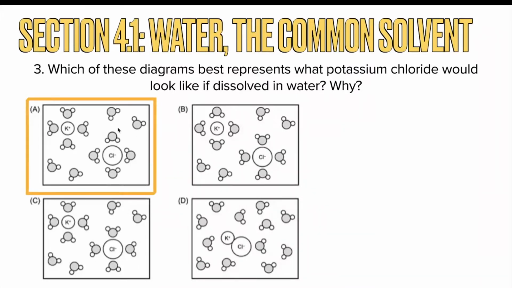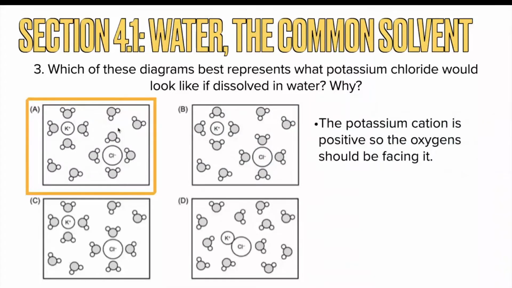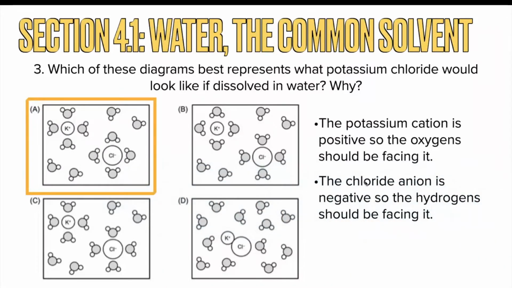And so hopefully you chose or selected A. Notice that the potassium cation, since it's positive, should have oxygens surrounding it, whereas the chloride ion is negative, so it should have hydrogens facing it. And if you take a look at B and C, you can see that those are different.